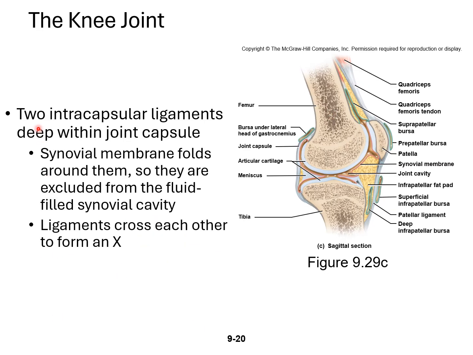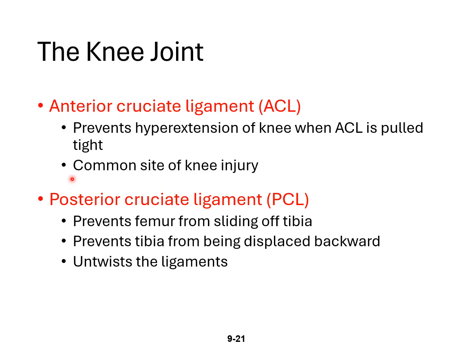We also have two intracapsular ligaments deep within the joint capsule. The synovial membrane folds around them, so they are excluded from the fluid-filled synovial cavity. And these ligaments cross each other to form an X. You know what they are: the anterior cruciate ligament and the posterior cruciate ligament. Anterior is on front, posterior is on back.